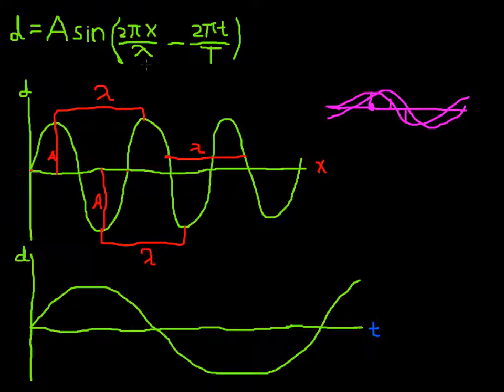And if this lambda is 1, if you want to have, say, 1 meter of a wavelength, it's going to be 2 pi x, because after 1 meter, it's 0. It's going to be 2 pi times 0 over lambda, which is 0. Sine of 0 is 0, right? And at 2 pi, it's going to be 2 pi times 1 meter over 1 meter. That's going to be 2 pi. Sine of 2 pi is 0, right? It's going to repeat itself.